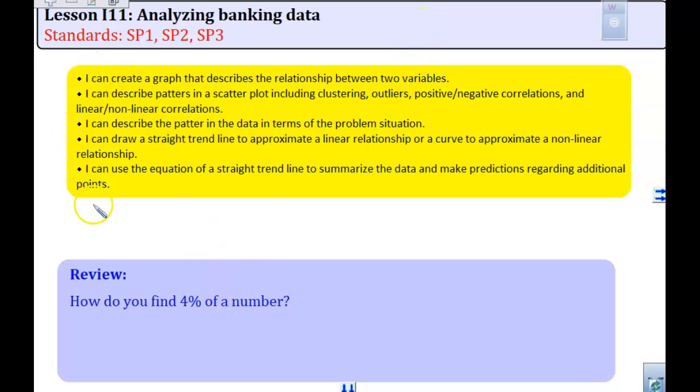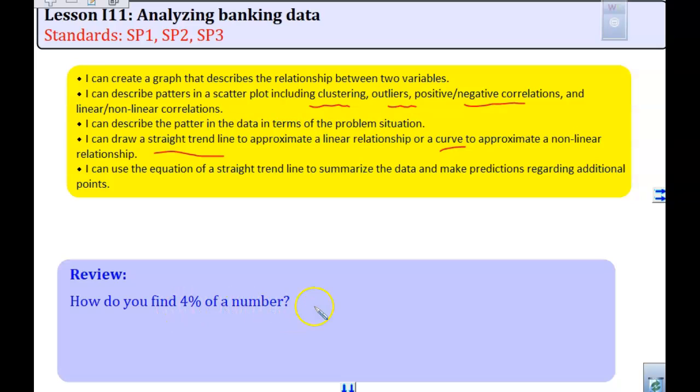So we are creating graphs to describe relationship between two variables. We're going to look at patterns, looking at that cluster, what is an outlier, positive and negative correlation that we've talked about, linear, nonlinear. And as we look at these problems, we're going to kind of decide, should it be a straight trend line or should it be a curve, which is nonlinear? And we're going to make some predictions.